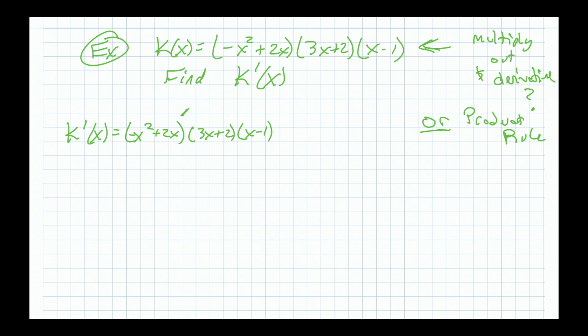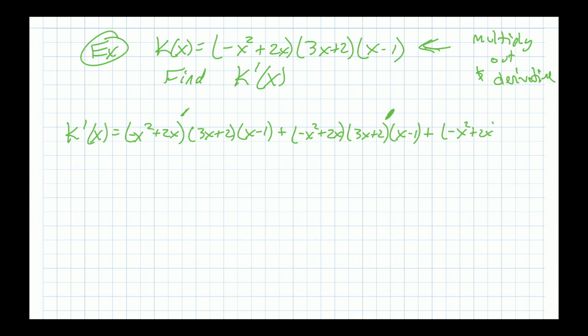I already see this is in the way. Then you write them out again. Negative x squared plus 2x, 3x plus 2, x minus 1. Put the prime on the second one this time. Then you write them out a third time. Negative x squared plus 2x, 3x plus 2, x minus 1. And then you put the prime on the third one.